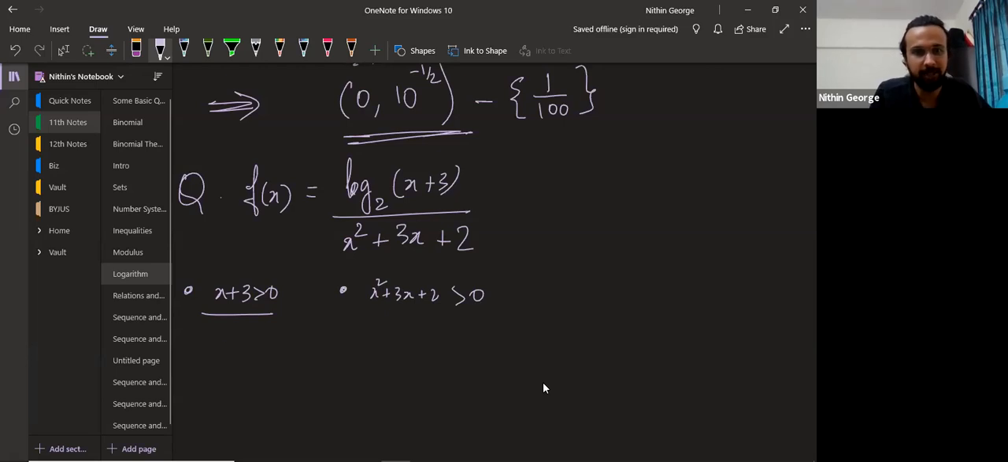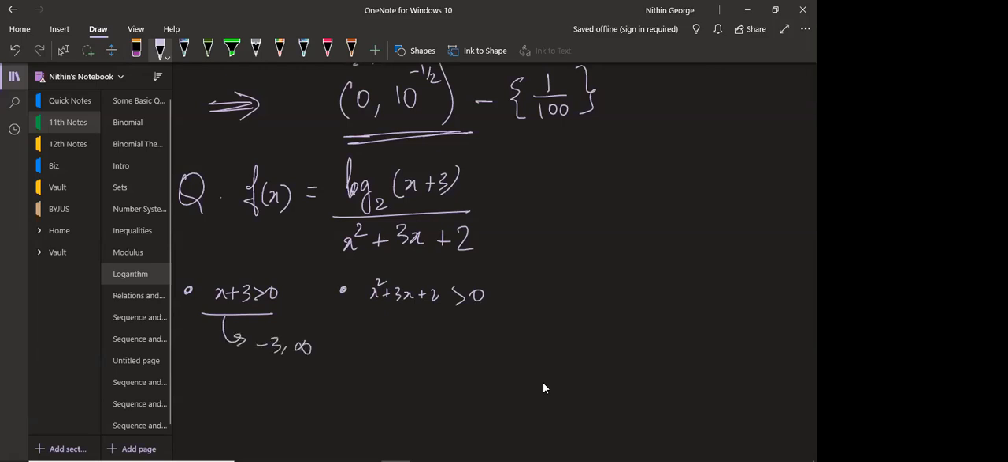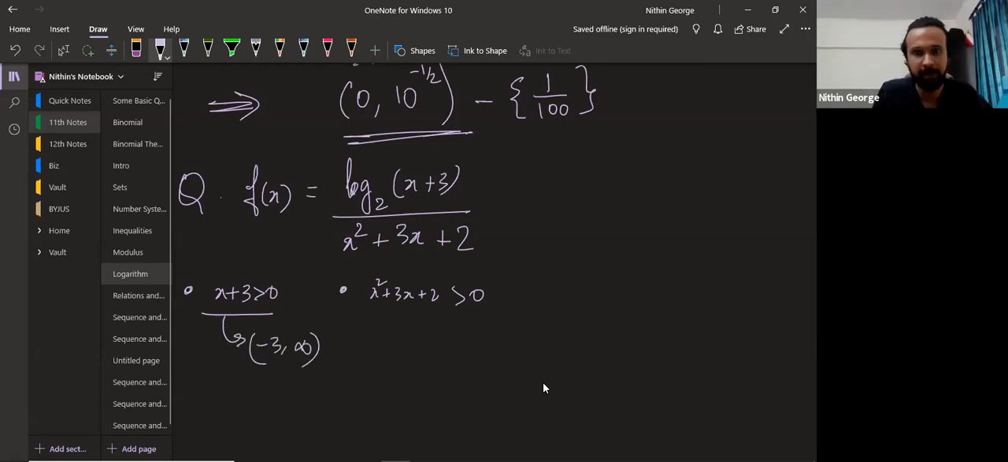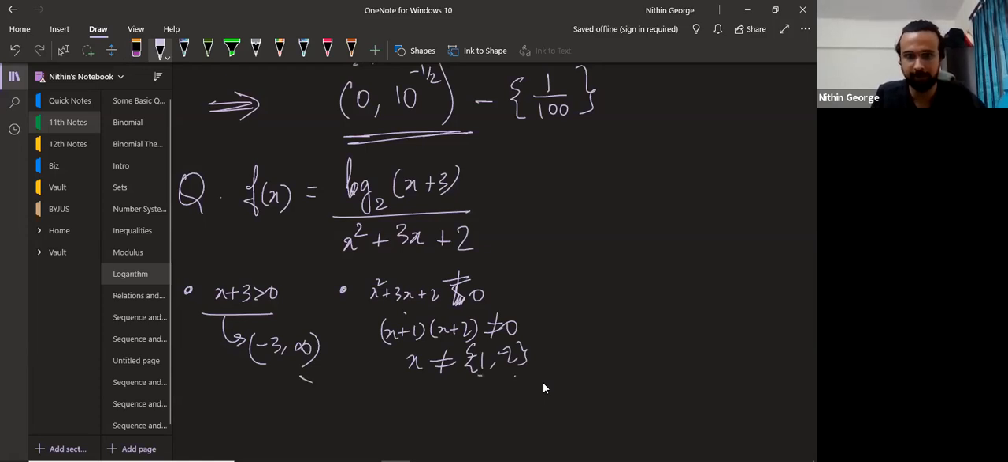Okay, so here it goes from minus 3 to infinity. All right. And then here, this is not equal to 0. That's it. So I say that x plus 1 and x plus 2 not equal to 0. x not equal to minus 1, comma, minus 2. All right. And minus 1 and minus 2 lie in this.